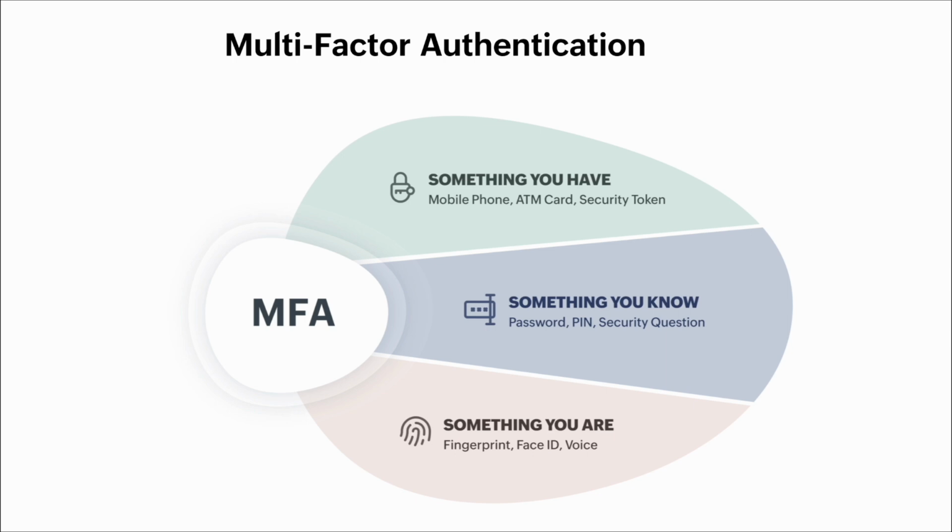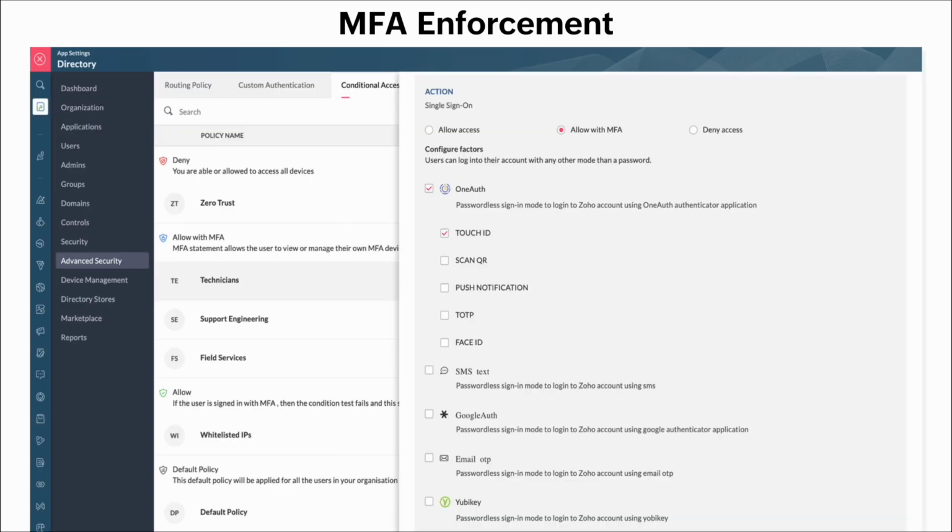Since we are talking a lot about multi-factor authentication, we have recently released a new feature called conditional policy that allows your organization to enforce MFA for your users with a wide array of options, starting with OneAuth. We'll talk more about OneAuth in the upcoming slides. OneAuth predominantly supports Touch ID, push notification, and a couple of more methods. Along with that, we also have Google Auth, email OTP, and YubiKey as multi-factor authentication methods.